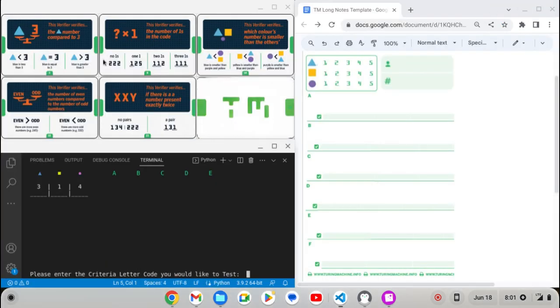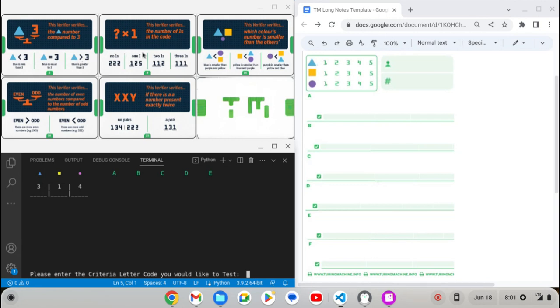So in our grid above, we've got our 5 criteria cards. On the top row, we got criteria card A, criteria card B, criteria card C. In the bottom row, we've got criteria card D and criteria card E. So criteria card A looks at the first digit, the triangle digit, and compares its value to the number 3. So should the value of triangle be less than 3? Should it be equal to 3? Or should it be greater than 3?